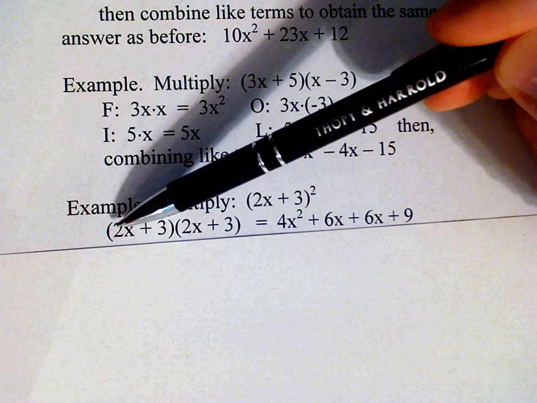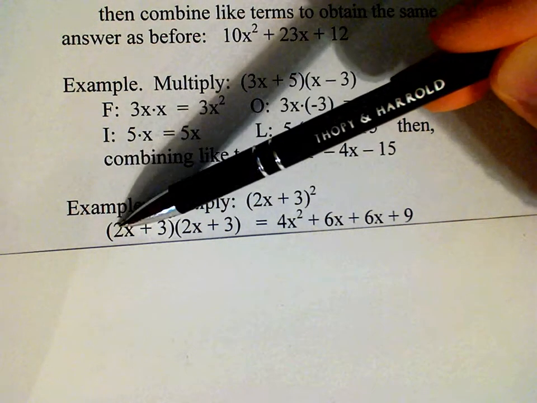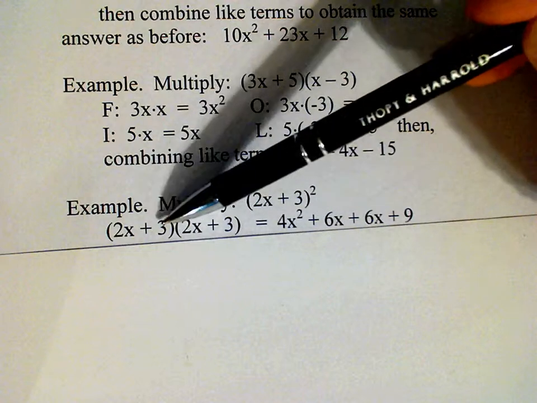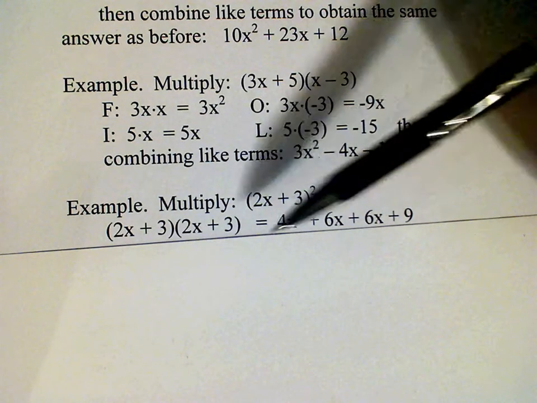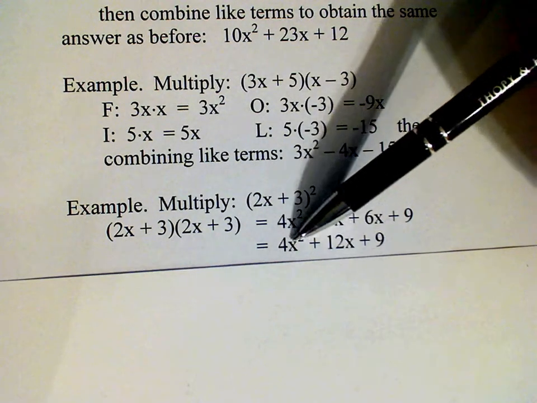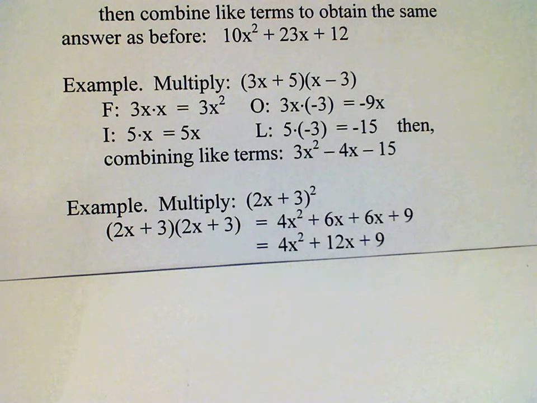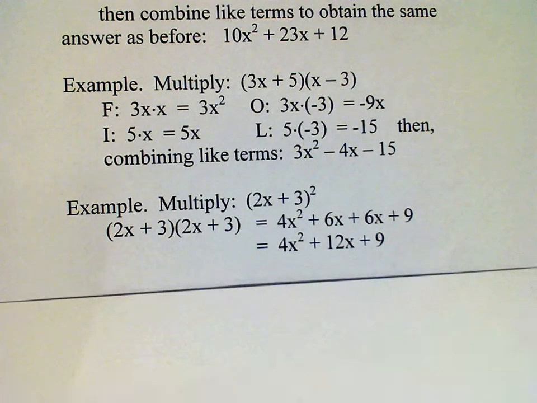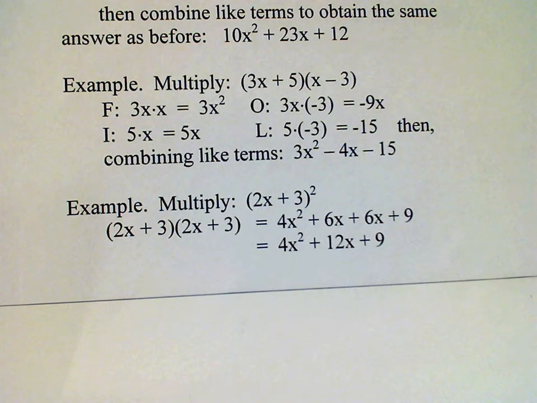So F, 2x times 2x is 4x squared. O, 2x times 3, 6x. I, 3 times 2x is 6x. And L, 3 times 3 is 9. So you see we do get the 4x squared and the 9, but we also have 12x in the middle. And that's what students using that shortcut would forget about.